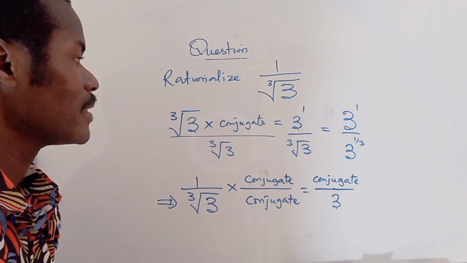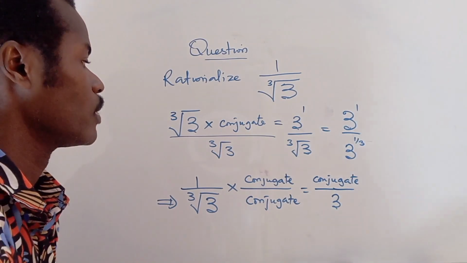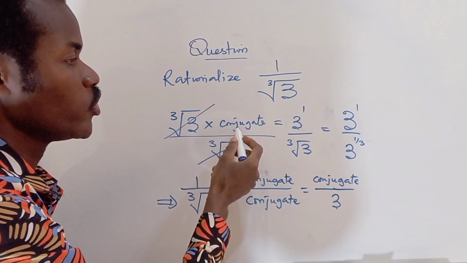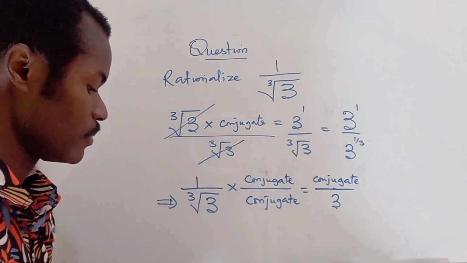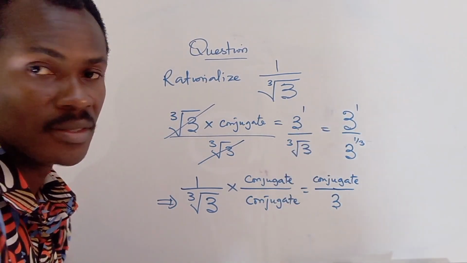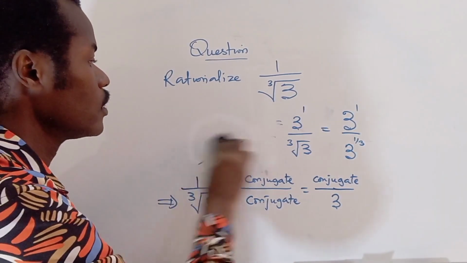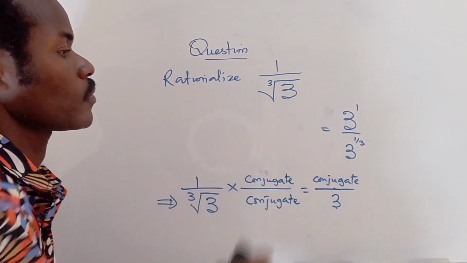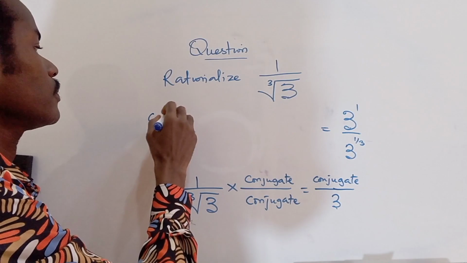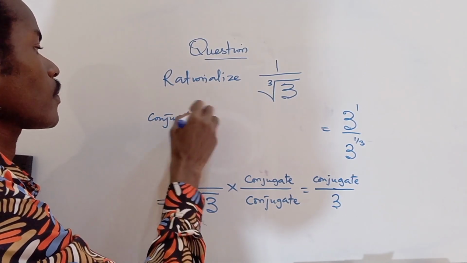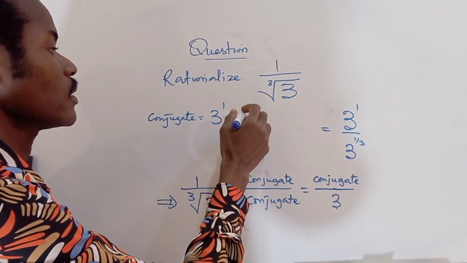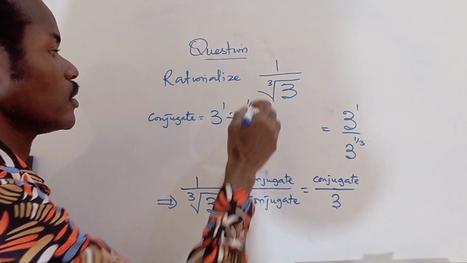Okay, so let's see what that is going to give us. Remember, this is going to cancel this, so we are left with the conjugate. So the conjugate is going to be this. Let's solve this and see what that gives us. Our conjugate, remember, is 3 raised to the power of 1 divided by 3 raised to the power of 1/3.